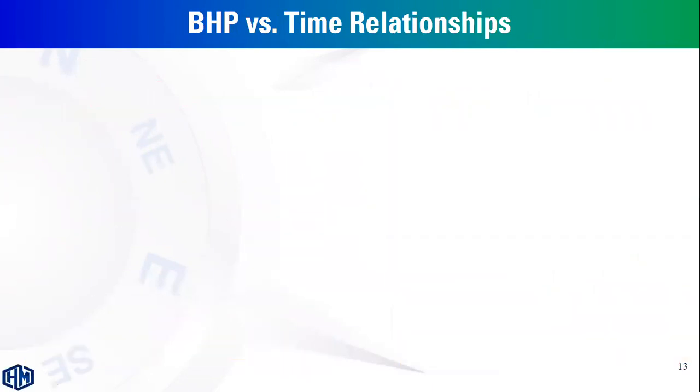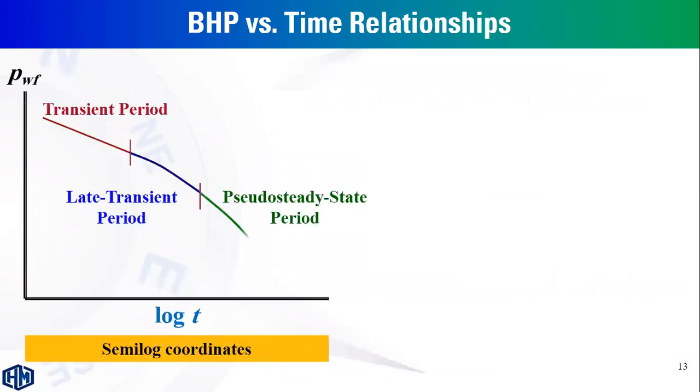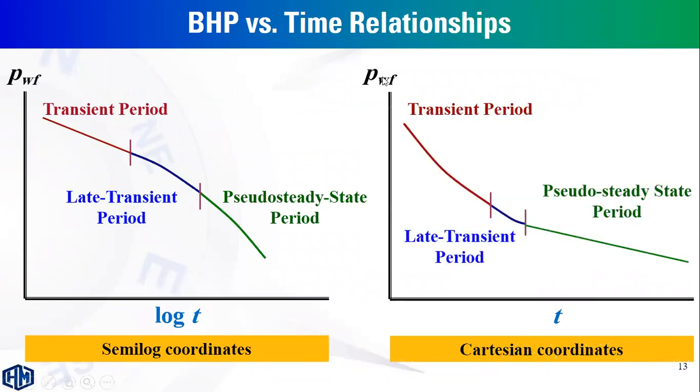You have to keep in mind the basic relationship between bottom hole pressure versus time. As mentioned, let's say we have BHP against time. For pseudo-steady state flow, or boundary dominated flow, this relationship will be linear on the Cartesian coordinates, BHP against time. But during the transient or unsteady state flow period, on a semi-log plot of BHP against log time, you will have a linear relationship.